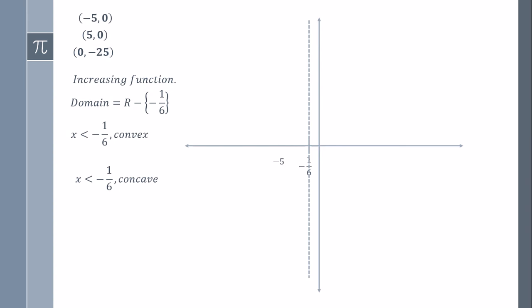So here is the minus 5, the first cut. I know that when x is smaller than minus 1 over 6, this is going to be convex. So it's going to be this. It's going to try to touch this, but it never touches. And on the other side, 0 with minus 25 is the other cut, and this one is going to be 5, the other cut. And during this period, the function is concave, as you see here.